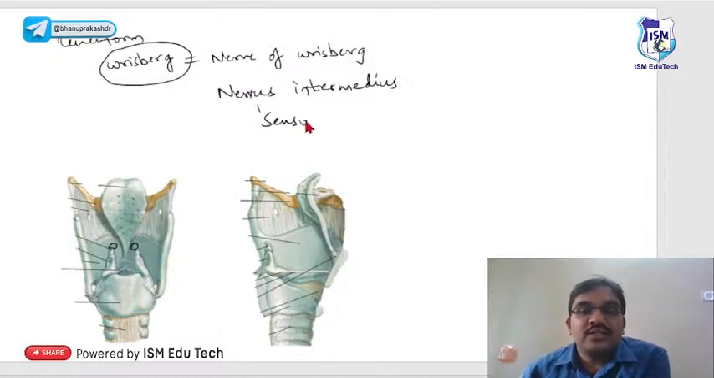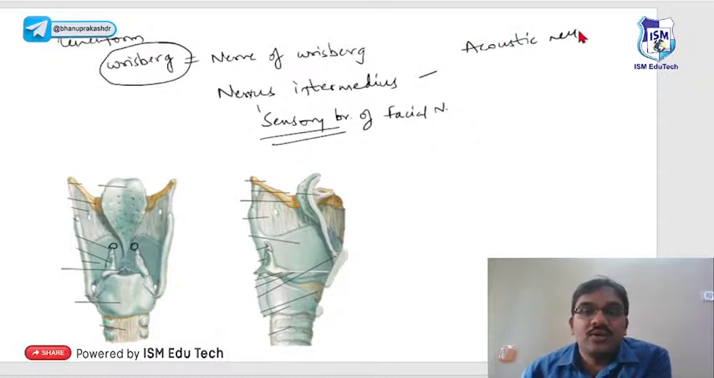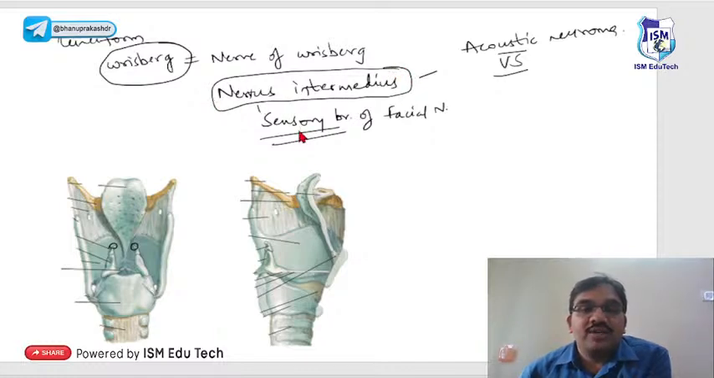So what is nervus intermedius? It is the sensory branch of the facial nerve. We all know the facial nerve is a motor nerve, but it also has a sensory branch, called nervus intermedius. The significance of this nerve is in acoustic neuroma, where the Schwann cells of the vestibular nerve proliferate and form a bulk, a tumor, also called vestibular schwannoma. This tumor will compress the adjacent nervus intermedius.